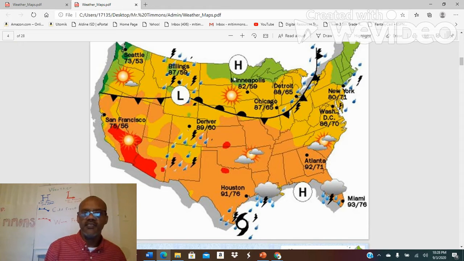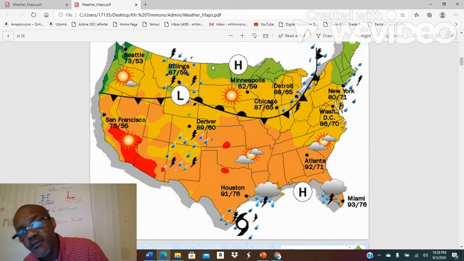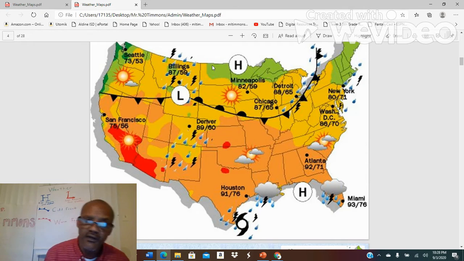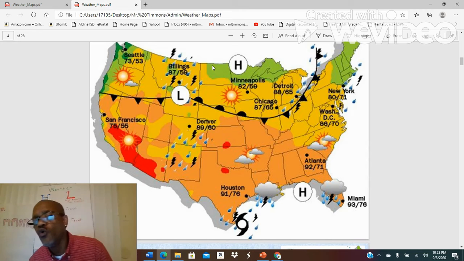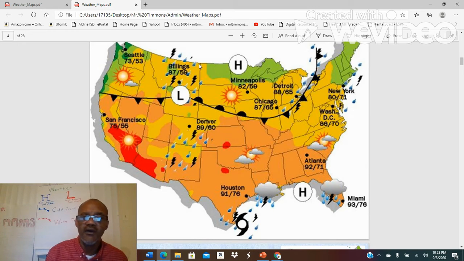Now, the circulation is going to be clockwise in the northern hemisphere. In our side of the world, in the north, above the equator, this is how the wind's going to blow. It's going to blow in this direction around this high. Clockwise. Now, in the northern hemisphere, the high goes clockwise, but the low goes the opposite direction, which is counterclockwise.